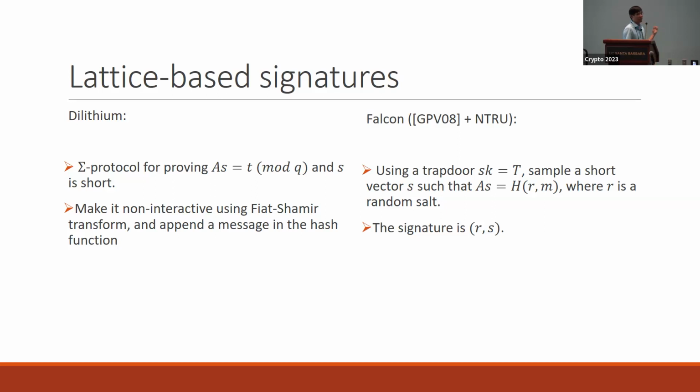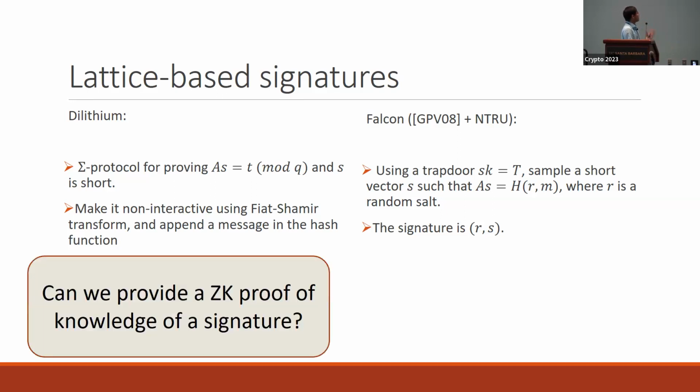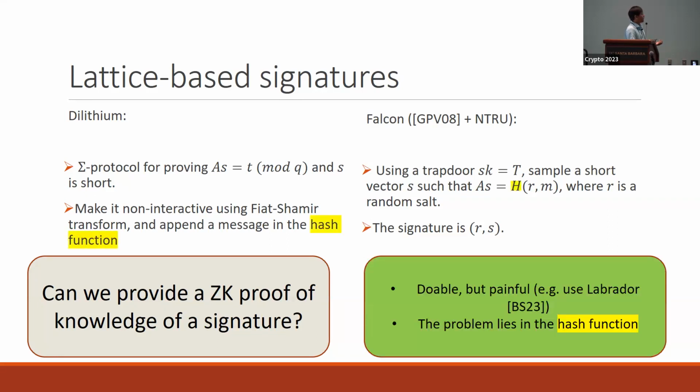Okay, great. So just take the first ingredient and we are 33% done, right? Well, we need to mix it with a zero knowledge proof. So can we provide a zero knowledge proof of possession of a signature in this case? Well, as it was described in the previous talk, it is a bit problematic, right? Because there is the hash function inside.